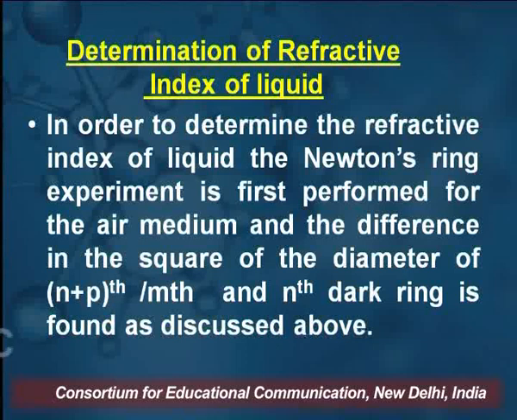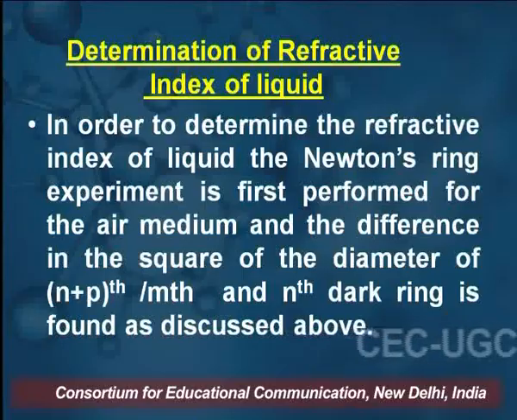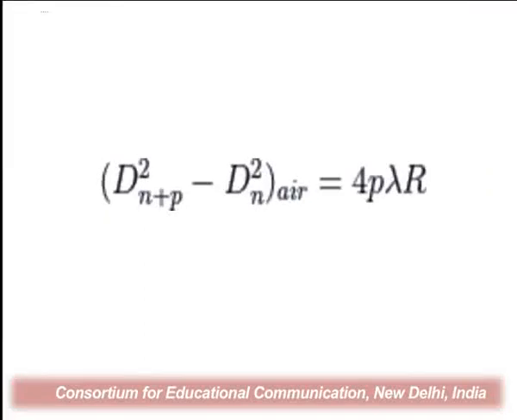Determination of the refractive index of the liquid. As we know, if there is liquid in between the plano-convex lens and the glass plate, we can determine the refractive index of the liquid. The Newton's ring experiment is first performed in the air medium. The difference of the squares of the diameters of the n plus pth ring and the nth dark ring was found as we discussed above. Now here we see that for the air film, we can calculate lambda, or the formula can be written as D(n+p) square minus Dn square for air is equal to 4p lambda R.